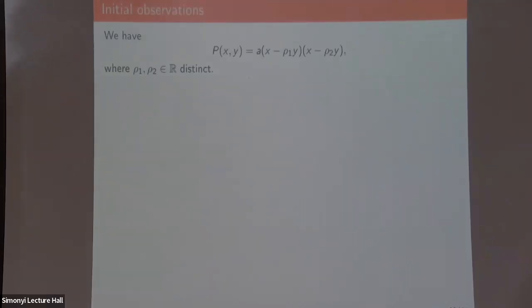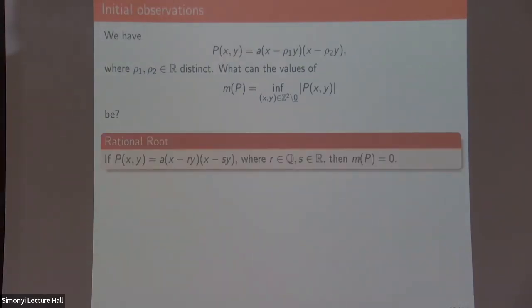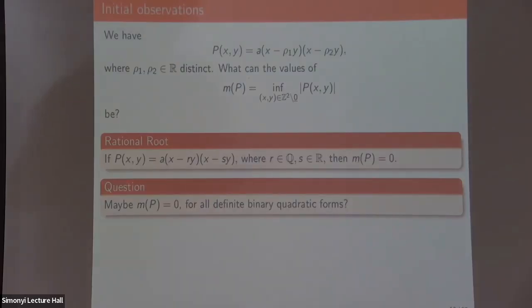Okay, so when a form has discriminant 1, it has two distinct real roots, rho 1 and rho 2. And what we're trying to understand is the infimum over the integers. One thing you can see is that if one of these roots is rational, so if R is A over B, for example, you can just choose X to be A and Y to be B, and the infimum is instantly 0. So one could think that maybe the spectrum is just the point 0 again, that this infimum is always 0 for indefinite binary quadratic forms.